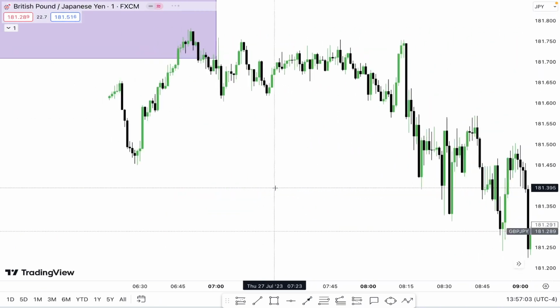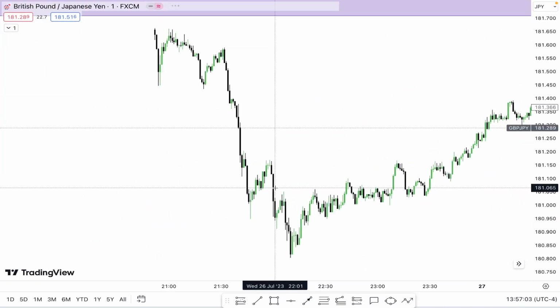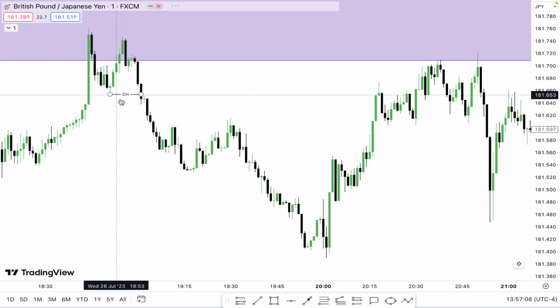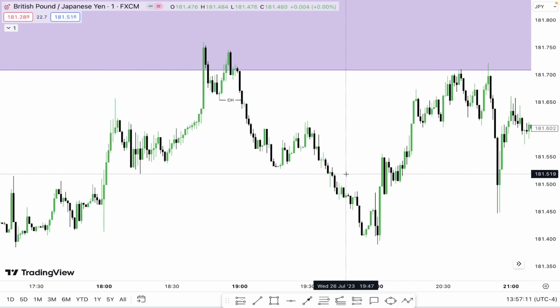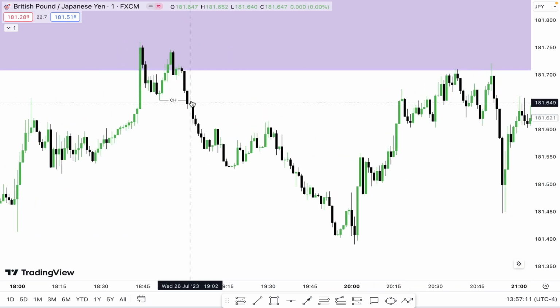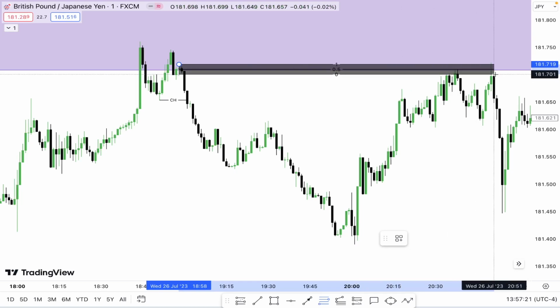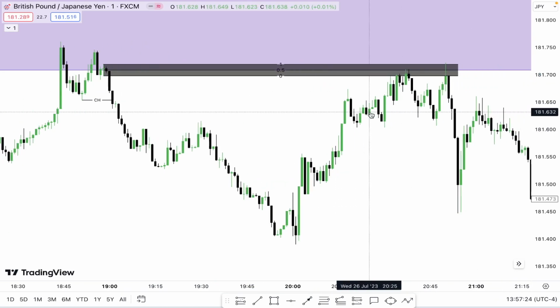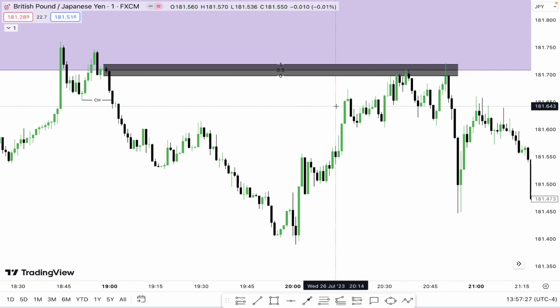Okay, so now this was my change of character here. Once that change of character happened, this high pushed this change of character. So all I did was put my 50% fib box here across. So as you can see, this was my 50% fib level.